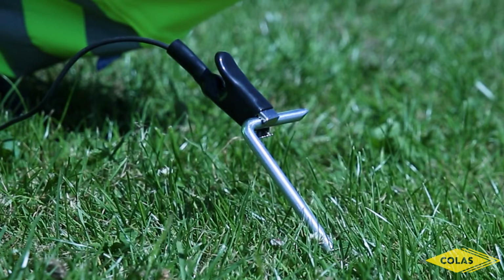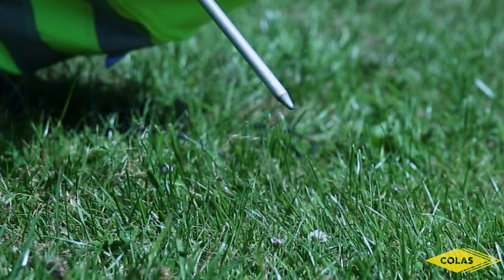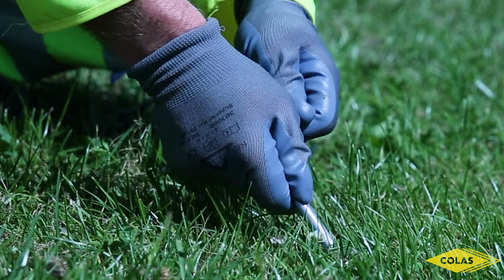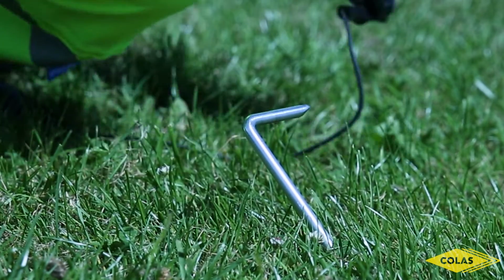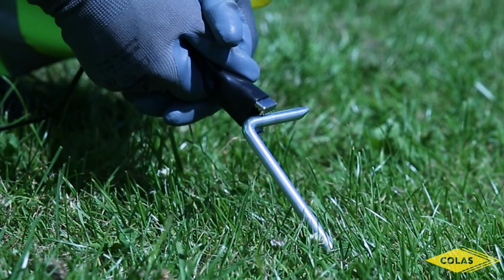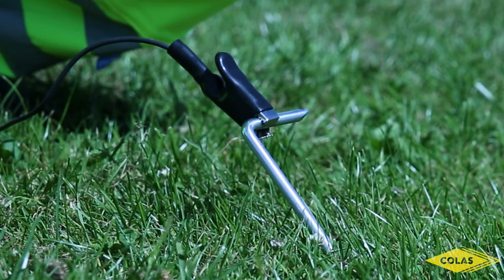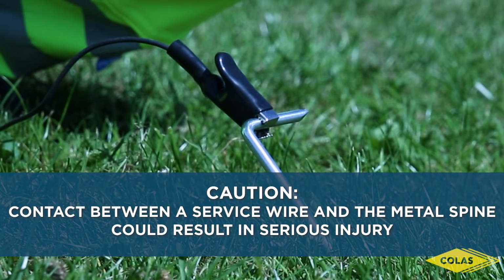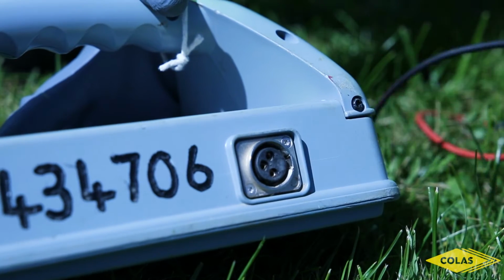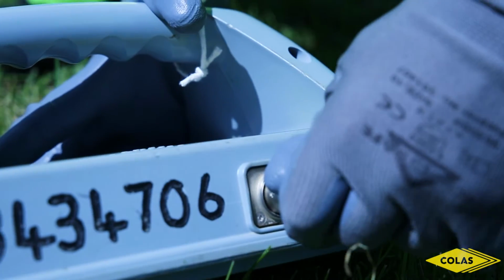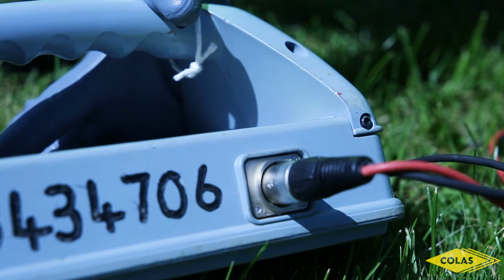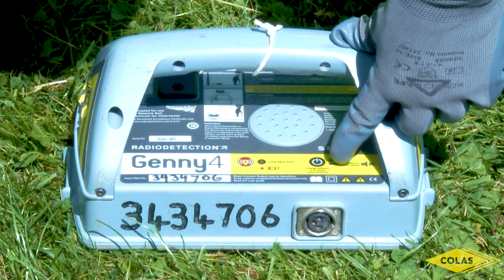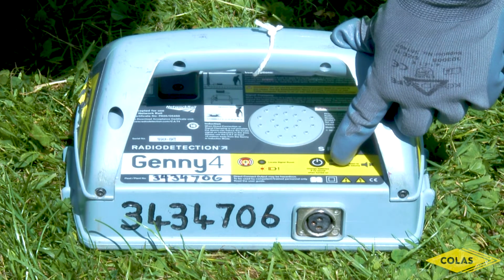Next, the black cable will need to be earthed. Ensuring you have scanned the area first. Using minimal force, push the spine into the ground at a 45-degree angle. Contact between a service wire and the spine could result in injury. Next, insert the direct connection plug into the socket on the Jenny. For safety, do not switch on the Jenny until you are ready to apply the signal.